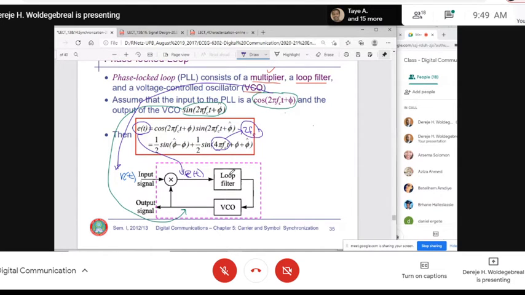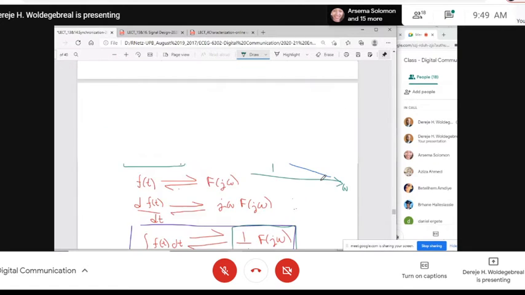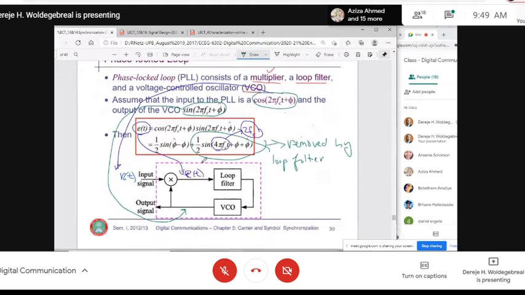Now, this loop filter is a low pass filter, replacing the integrator. So the second term, this term, would be removed by the filter. The loop filter, which replaces the integrator, is a low pass filter, and the high frequency term will be removed. Okay, so this is what we have now.